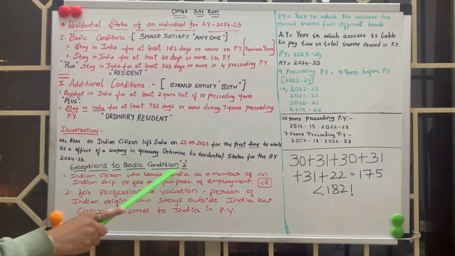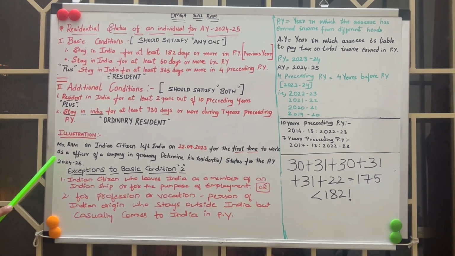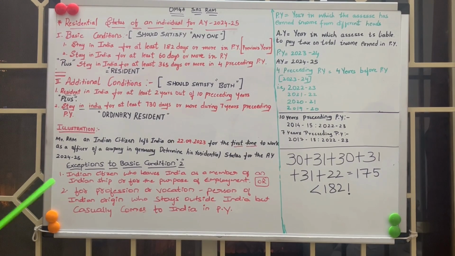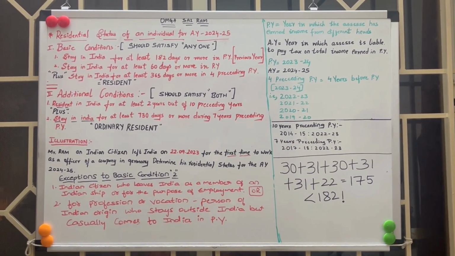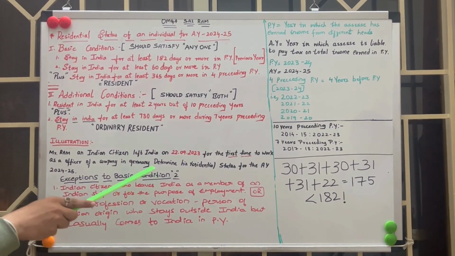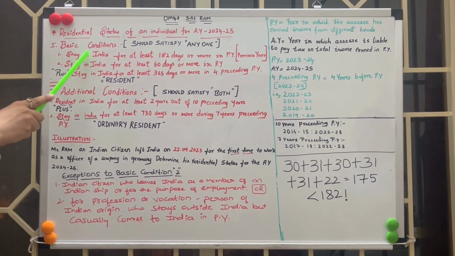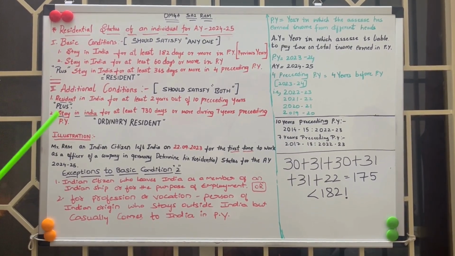So in the example we are referring to, Mr. Ram is leaving India to work as an officer of a company in Germany. That means he is seeking employment outside the country. So the second basic condition is not applicable to Mr. Ram. Hence we can say that since he is not fulfilling the first condition, he can be concluded as non-resident.